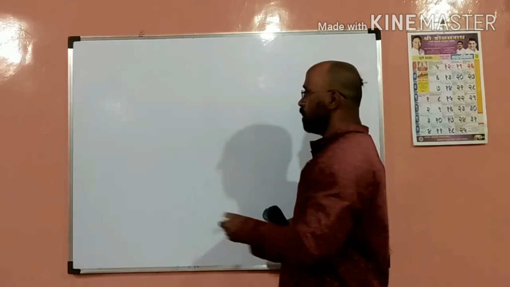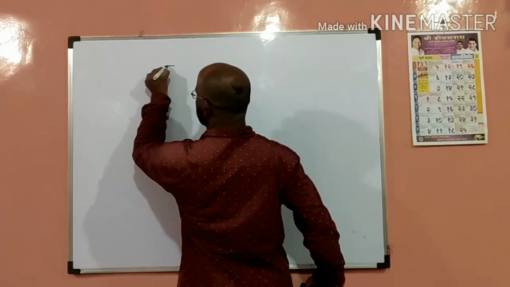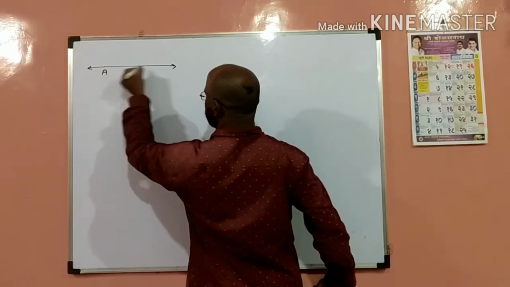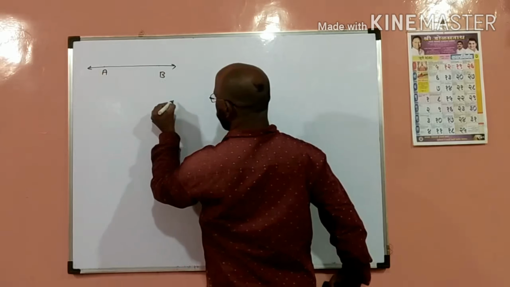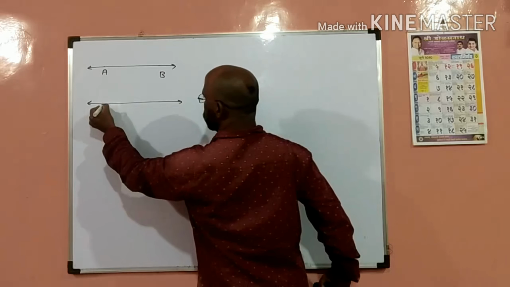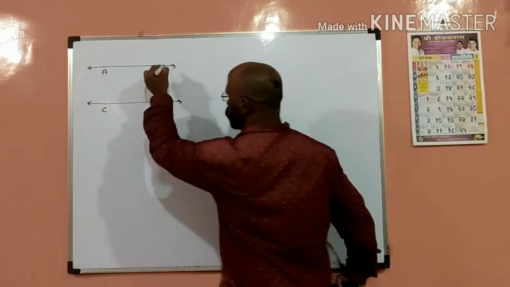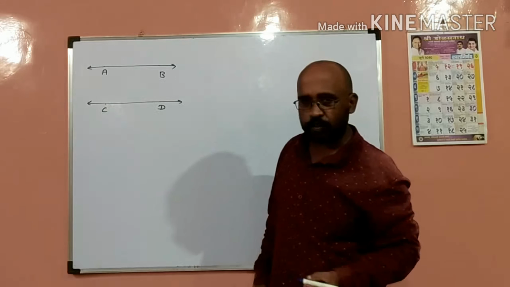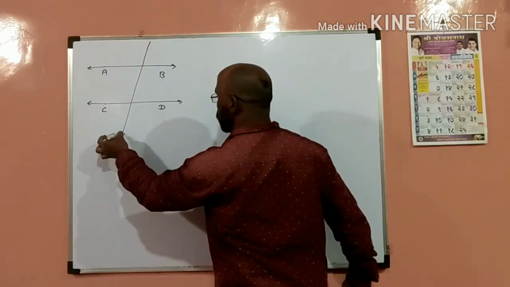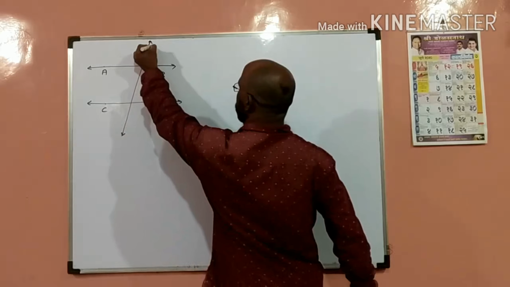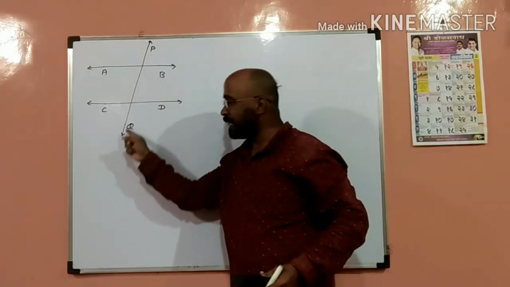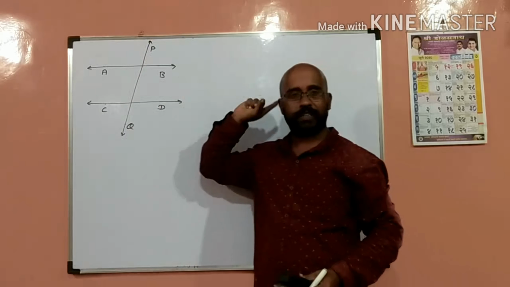But what type of line? Suppose there are two lines. Any two lines. Consider this is one line. Name of the line is AB. There is one more line. Name of the line is CD. So these two are simple lines, and transversal means a line which will intersect these two lines. Suppose this line is PQ. So transversal is a line which intersects two lines.